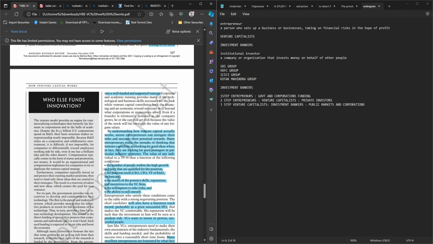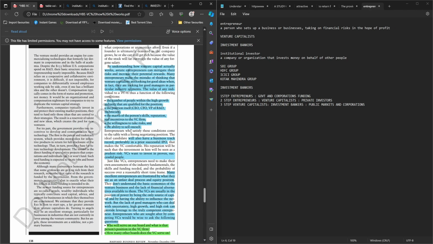So a company always needs a good manager, and entrepreneurs who satisfy this condition come to the table with a strong negotiation position. The ideal candidate will also have a business track record, preferably in a prior successful IPO that makes the venture capitalist comfortable. His reputation will be such that investment in him will seem a prudent risk. Venture capitalists want to invest in proven, successful people.